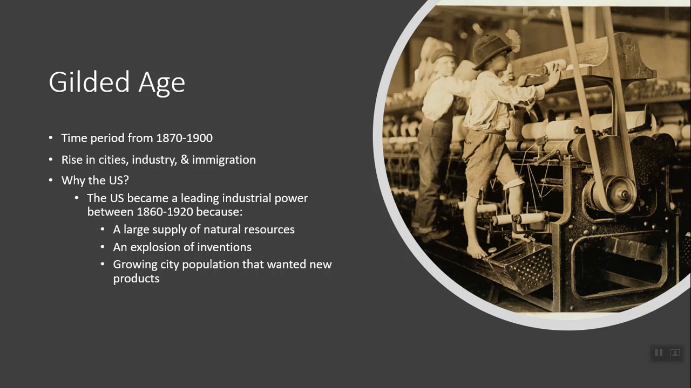So if we look at the Gilded Age, which is the time period from 1870 to 1900, it is the rise of cities and industry and immigration, and the United States is doing very well, and we have lots of millionaires and people making a lot of money. But at the same time, underneath it, we have a rise in poor immigrants who are working for very little money, the tenements which are in bad shape, all sorts of things like that.